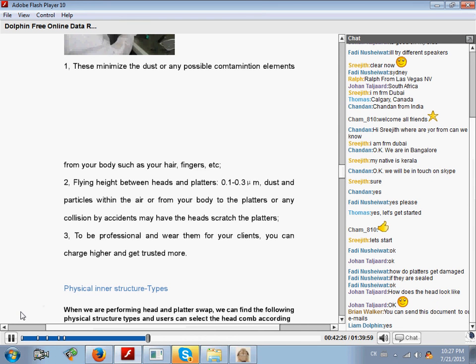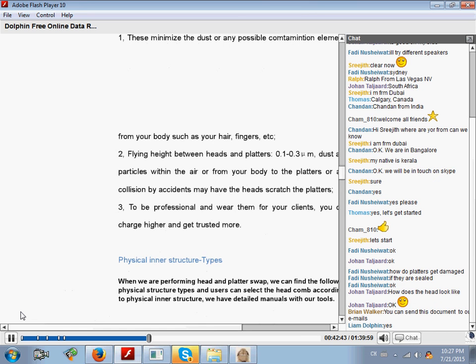So technically speaking, it is about the flying height between the heads and platters. So never allow any dust or particles in the air to come into your HDD, your hard drive body.